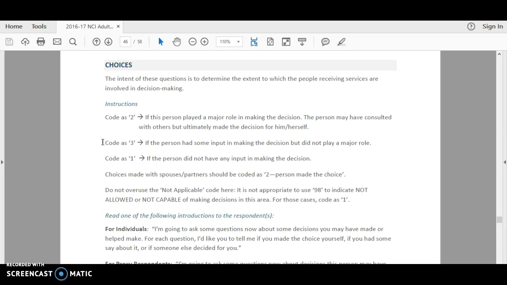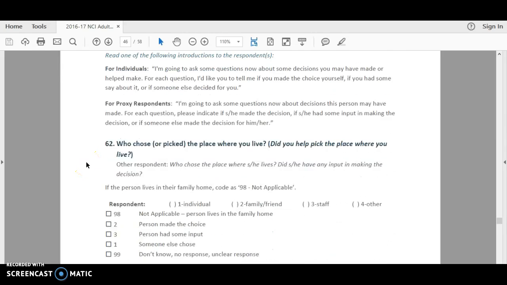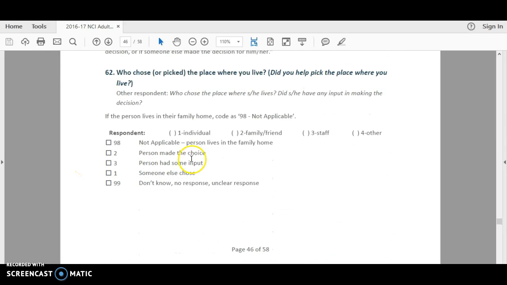So maybe a person gave that individual 1 or 2 options to choose from. The person got to say yes or no. And then 1 is that the person did not have any input in making the decision. I should also mention that for that 3 response that the person made the choice, that includes if the person has a spouse who they're making decisions with.